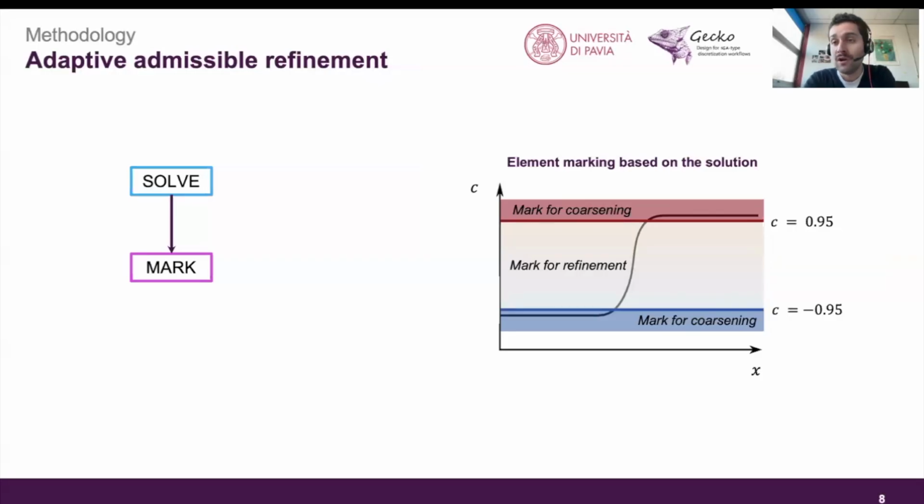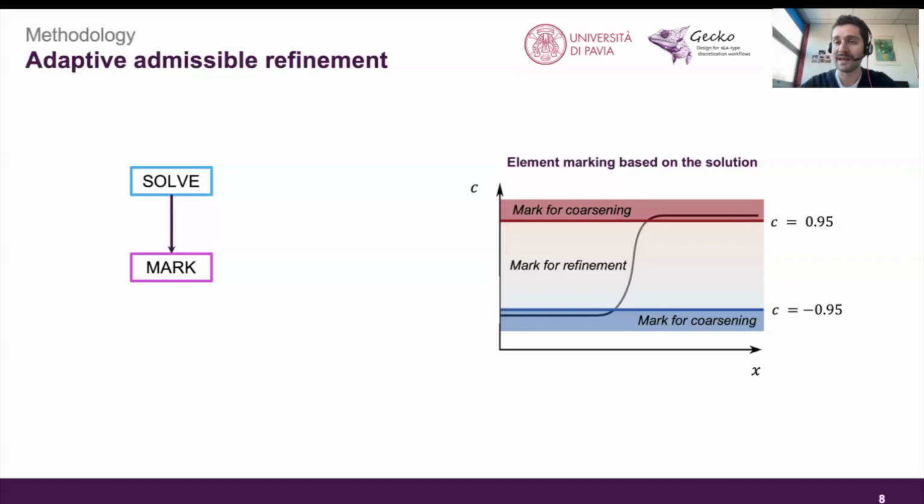So we solve the Cahn-Hilliard equation, and then the next step, once we solve the equation, is to mark the elements that need to be refined. For that, we do this marking based directly on the numerical solution, and whenever we are within a certain interval, we refine, because that means we are on an interface, so we need to be fine, and elsewhere we coarsen.